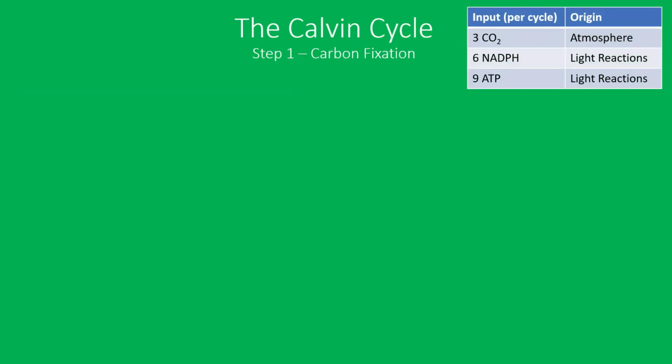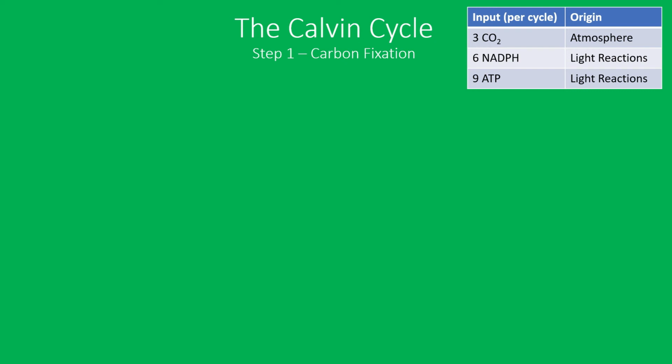The Calvin cycle is broken down into 3 steps. Just like the citric acid cycle in cellular respiration, this is a repetitive chemical reaction. Before we begin, let's look at the inputs of the Calvin cycle and their origins. Carbon dioxide comes from the atmosphere through the stomata of the leaves. NADPH and ATP both come from the light reactions we just discussed previously.